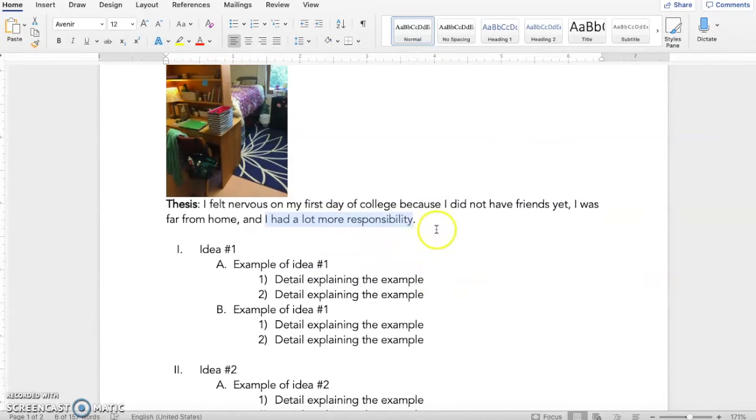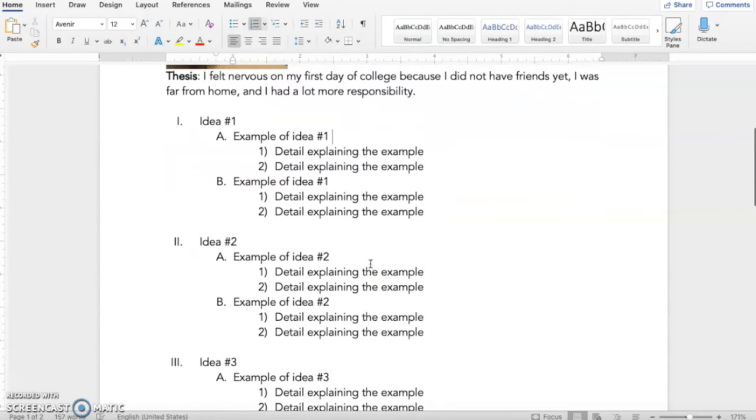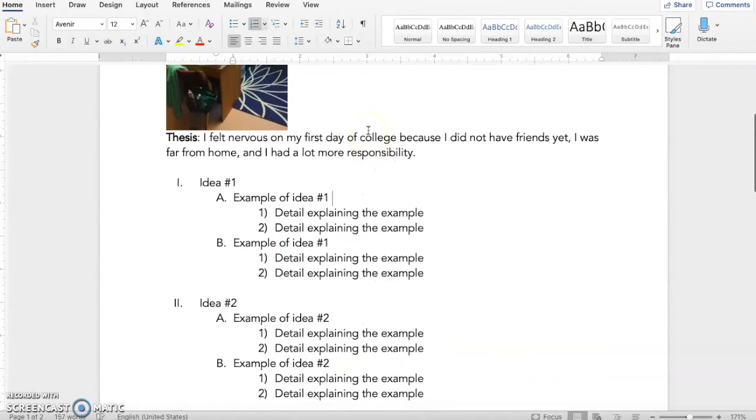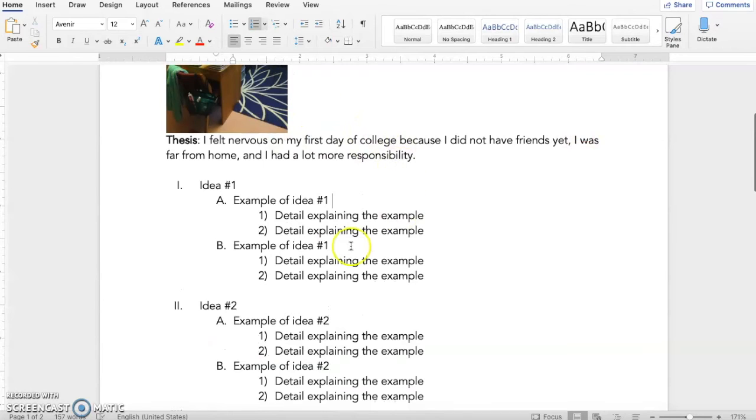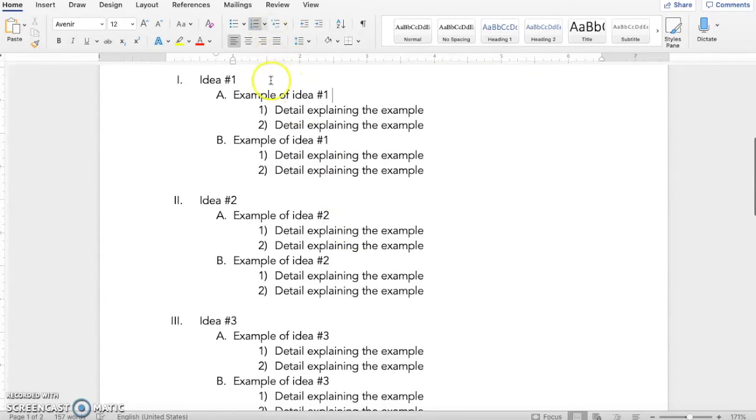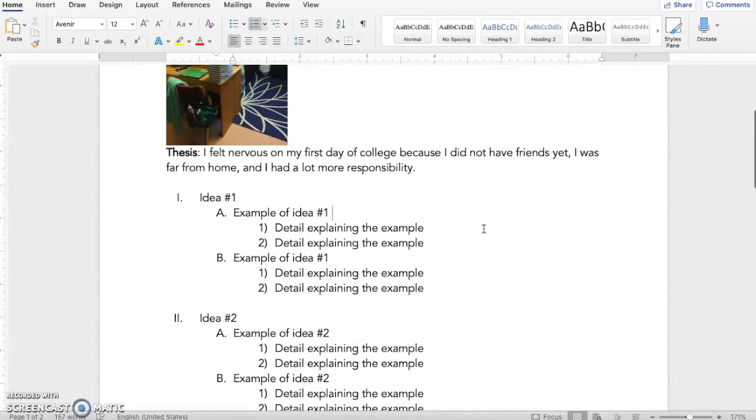Making sure that your thesis statement has around 3 ideas in it is going to be helpful for you when you're filling out these outlines. See how I have 3 sections for ideas? If I have 3 ideas in my thesis, it's going to be easier for me to fill in each of these paragraphs well. So, let's take this paragraph by paragraph. I'm going to start with idea number 1. Idea number 1, when looking at my thesis, was that I did not have any friends yet.